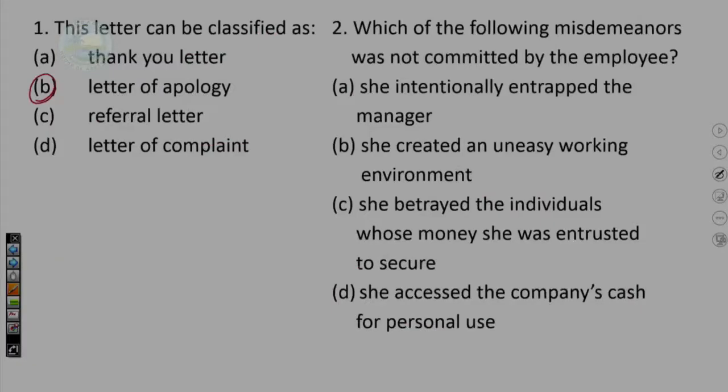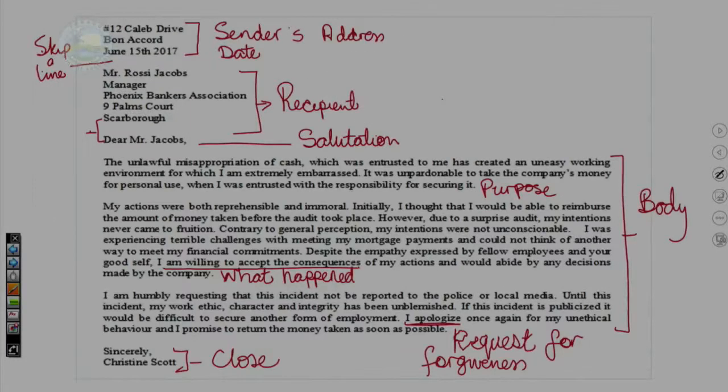So it says, which of the following misdemeanors was not committed by the employee? She intentionally entrapped her manager. She created an uneasy working environment. She betrayed the individuals whose money she was entrusted to secure, or she accessed the company's cash for personal use. So let's take a look. When we go through this passage, the first option was that she intentionally entrapped her manager. So we looked through, and when we read it through, I cannot recall us coming to one of those.